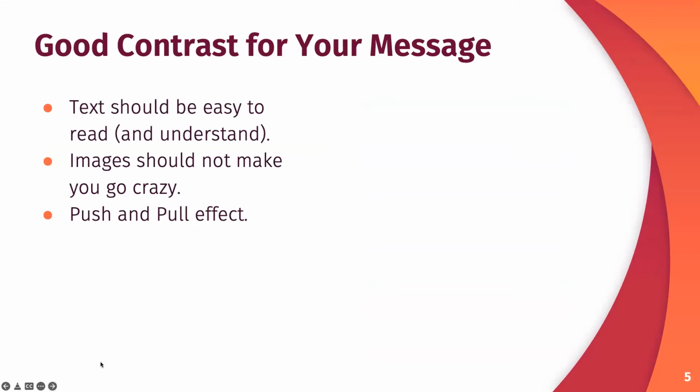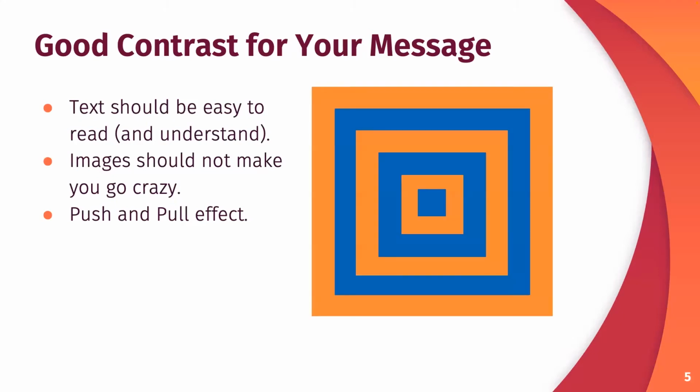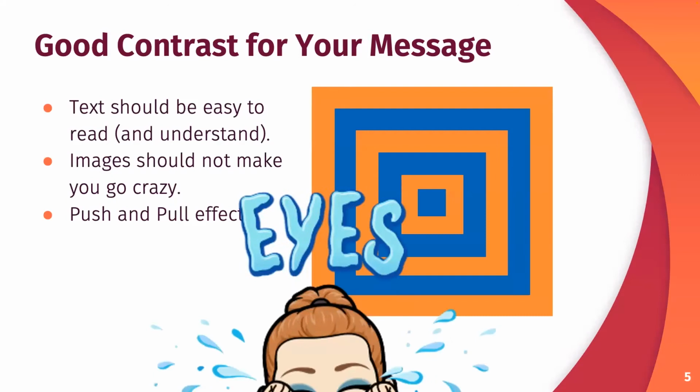So good contrast for your messages is really important. Text should be easy to read and understand, and images should not make you go crazy. There is such a thing as a push and pull effect. Now, if you put two opposites next to each other, like for example, this image is blue and orange, those are opposites. I'm going to say this wrong. Chromostereopsis. It's a big word, but it means the vibration that happens to your eyes when you look at contrasting colors. They have a push and pull effect, which causes your eyes to actually vibrate. And it's not something we want in our presentations.